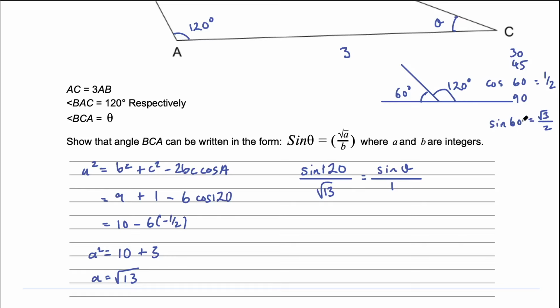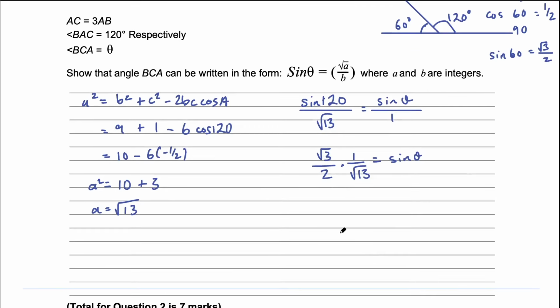Now when you're talking about sine of 60 and 120, they're both positives. So it's not like cosine of 120 and 60 where one is negative, one's positive. These are both positives. So now we need to plug in this root 3 on 2 into here. So we'll have root 3 on 2, multiplied by 1 on root 13, and this is equal to sine theta on 1, which is the same as saying sine theta. Then we'll have sine theta equals root 3 on 2 root 13.